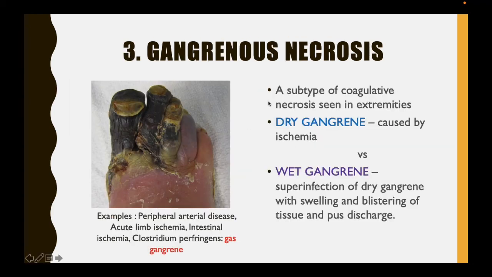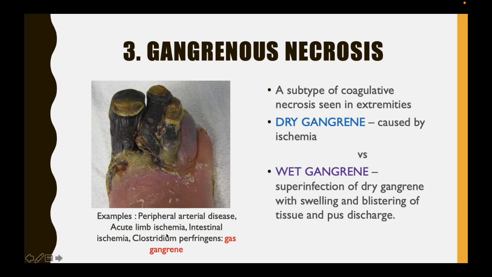The third type of necrosis is gangrenous necrosis. So gangrenous necrosis is essentially a subtype of coagulative necrosis seen specifically in the extremities. So here you can see in the foot, this is gangrenous necrosis. And we can divide gangrenous necrosis into dry gangrene, which is caused by ischemia, and wet gangrene, which is in fact a superinfection of the dry gangrene with swelling and blistering of the tissue along with pus discharge.